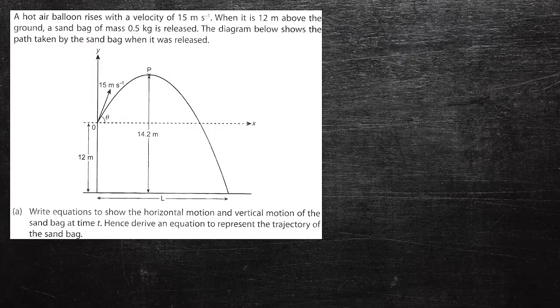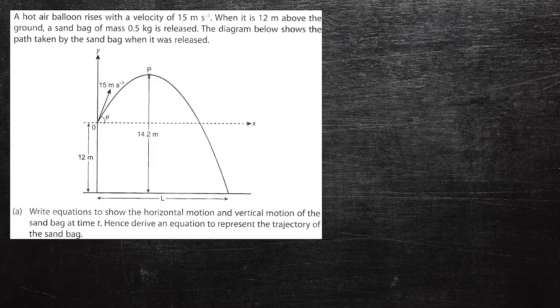Okay, for question number 2, a hot air balloon rises with a velocity of 50 meter per second. When it is 12 meter above the ground, a sandbag of mass 0.5 kilogram is released. The diagram below shows the path taken by the sandbag when it was released. So A, write equations to show the horizontal motion and vertical motion of the sandbag at time t. Hence, derive an equation representing the trajectory of the sandbag.